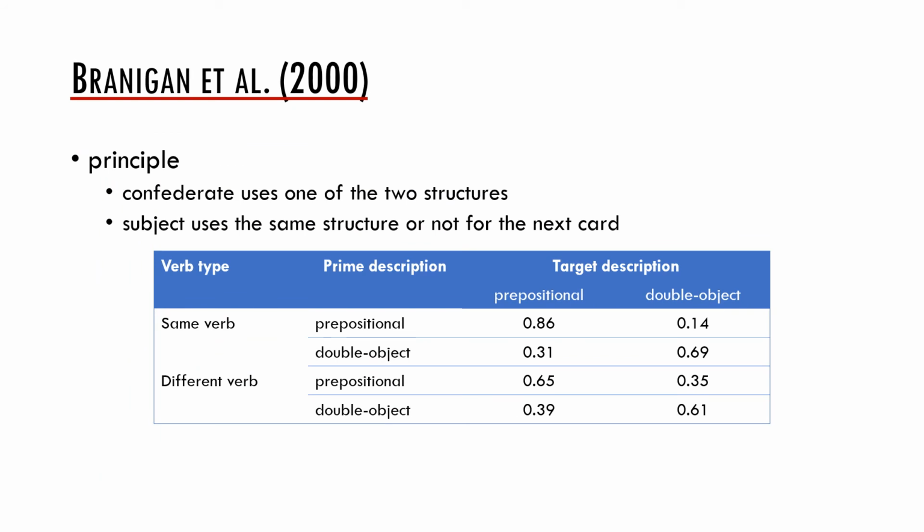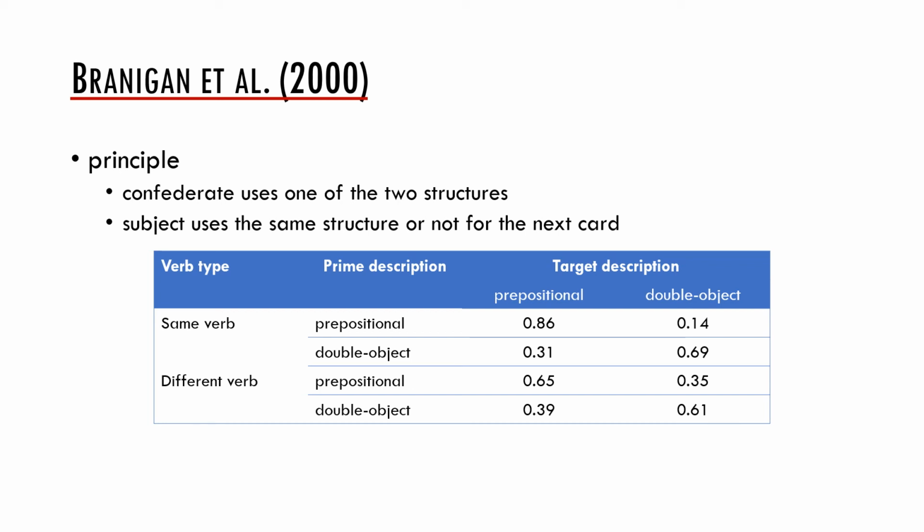Here you can see the results reported as proportions. Primes were always given by the confederate and targets by participants. We can see that participants tended to produce the same syntactic structure as in the prime. For example, when the same verb was used in the prime and in the target, people were successfully primed by a prepositional object structure in 86% of cases, and they were successfully primed by a double object structure in 69% of cases.